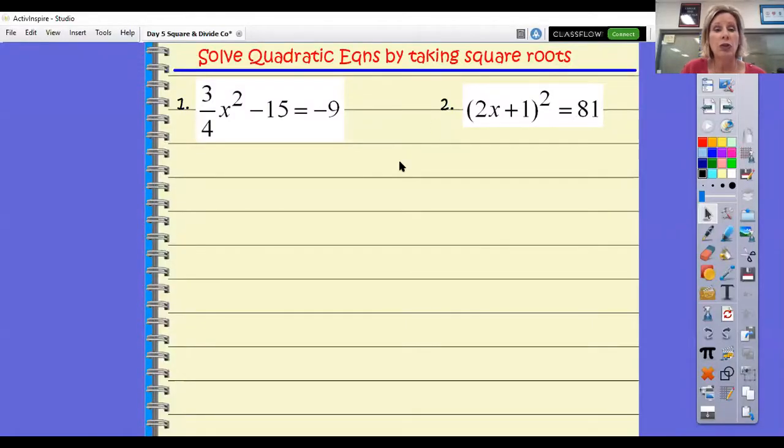So now we're to my favorite ones. I love to take square roots of both sides. So we need to make sure you know when you can take square roots of both sides. Copy these problems for our notes, by the way.